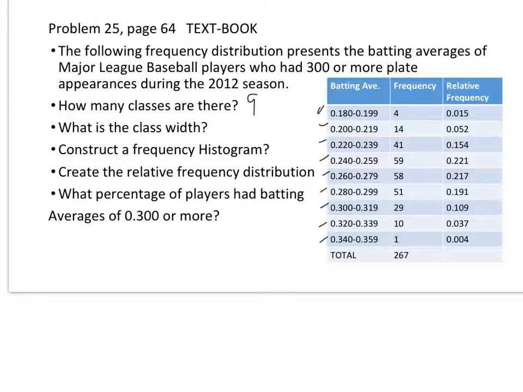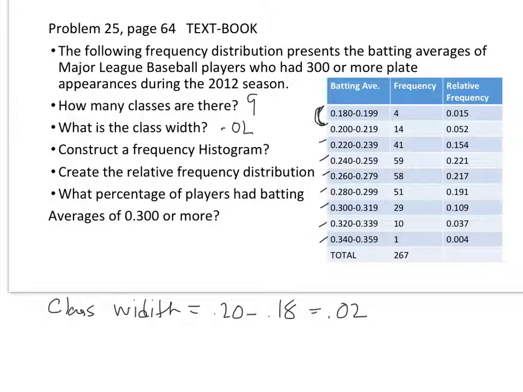What is the class width? Well, the class width is equal to, actually what we need to do is 0.20 minus 0.18, right, which is 0.02. So the class width is 0.02. We just took these two class intervals, and if you subtract the beginning interval of the two classes, that gives you the class width, right? So in this case, it's just 0.02.